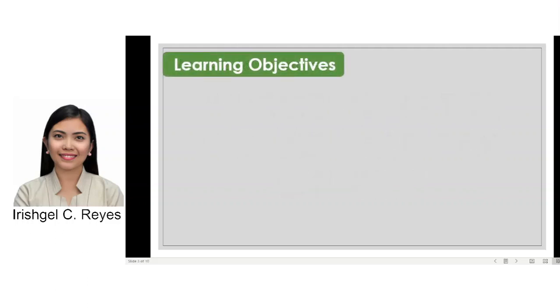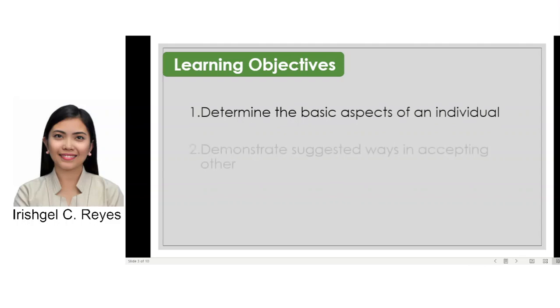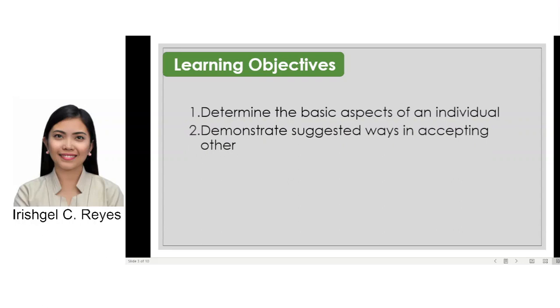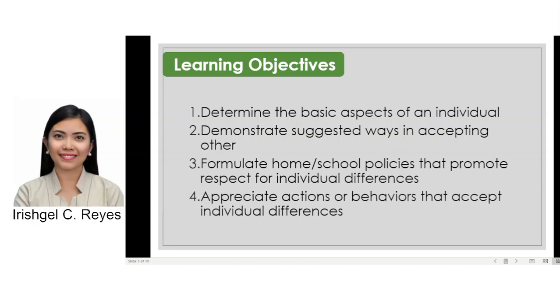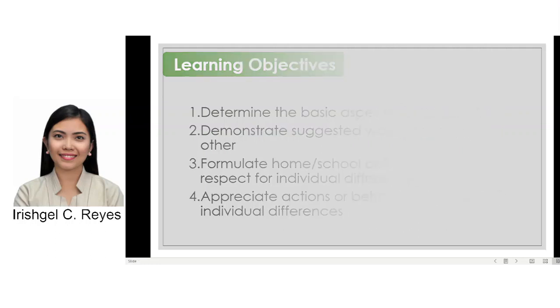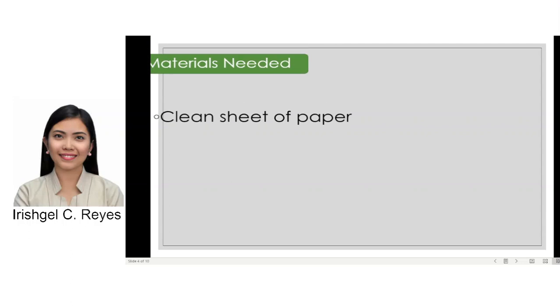What are the learning objectives for this module? Number 1, determine the basic aspects of an individual. Number 2, demonstrate suggested ways in accepting others. Number 3, formulate home or school policies that promote respect for individual differences. And lastly, appreciate actions or behaviors that accept individual differences.